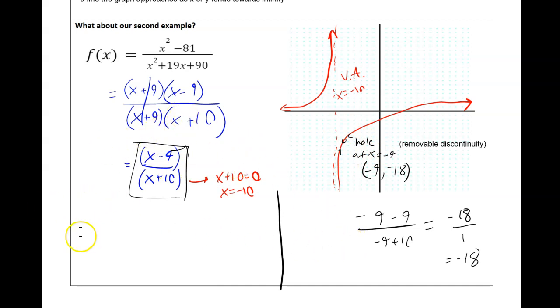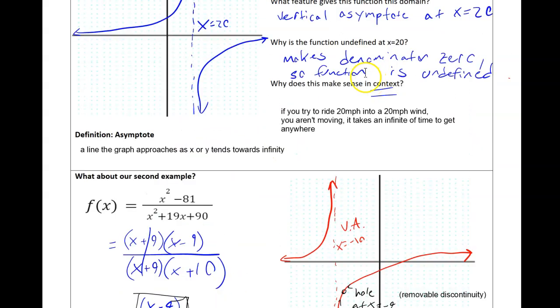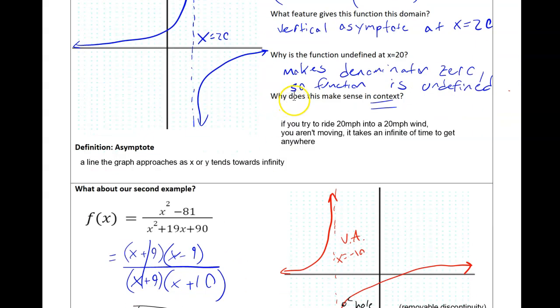So the relationship here of these features is that vertical asymptotes occur at zeros of the denominator whose factors do not cancel. So x plus 10 was left over. Holes occur at zeros of the denominator whose factors do cancel. Okay? So now you are empowered to find both of these. So these are both discontinuities that we'd see in our rational functions. They both affect the domain of our rational functions.